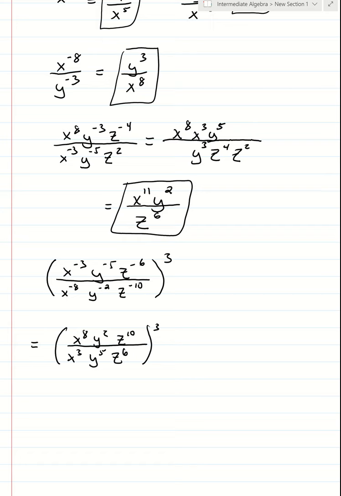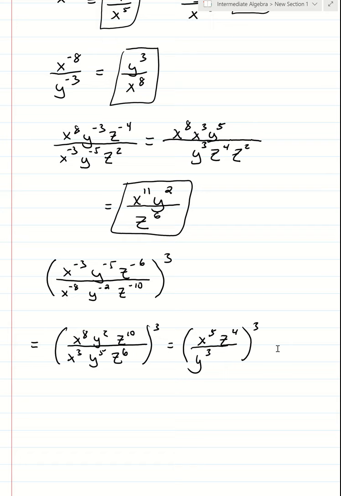Next, looking to divide these, I still want to simplify what's inside the parentheses, so I'm going to use the fourth law. X is going to stay up top, and when I subtract, I get a 5. Y is going to go in the bottom, and when I subtract, I get y cubed. Z is going to stay on the top, and once again, when I subtract, I get a power of 4. Once again, remember, why are we doing this? Because we have to subtract these exponents because the variables are being divided.